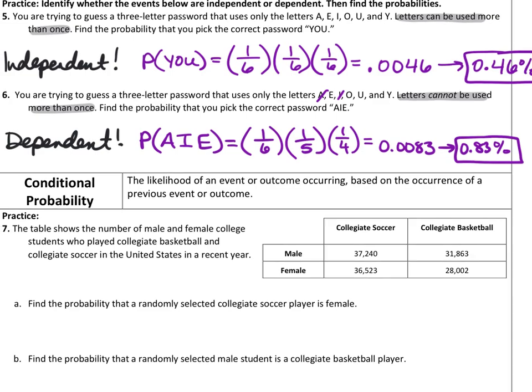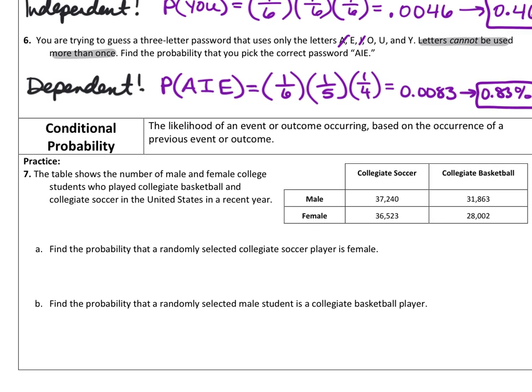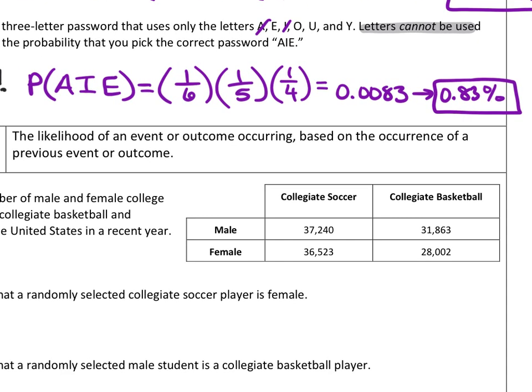Last little tidbit for today, a new type of probability called conditional probability, which leads exactly from dependent events. Conditional probability is the likelihood of an event or outcome occurring based on the occurrence of a previous event or outcome. So obviously these are dependent. There's a really interesting way we write conditional probability.